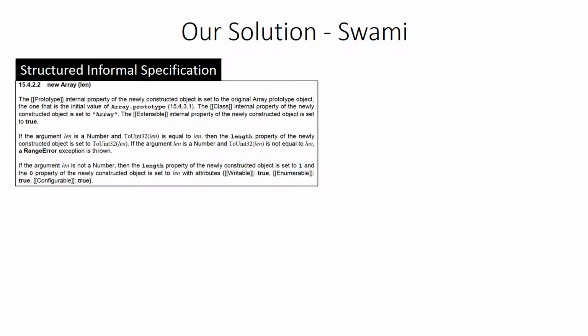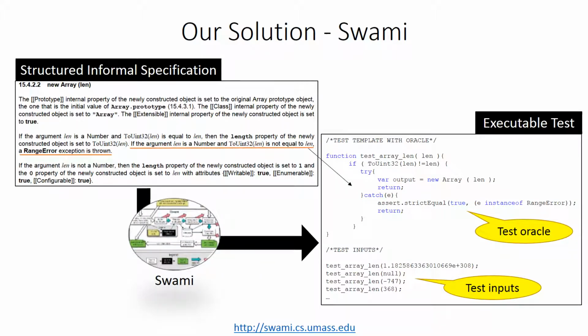Our solution to the test oracle problem is an approach and a tool called Swami that takes as input structured informal specifications, such as the one shown here, which describes how the array constructor should be implemented in JavaScript compilers, and this specification is taken from the official JavaScript specification document. And Swami generates executable tests that contain test oracles, which are derived from such specifications, and test inputs that can be used to exercise the derived test oracles. Swami is available for free to download and reuse at our website swami.cs.umass.edu.